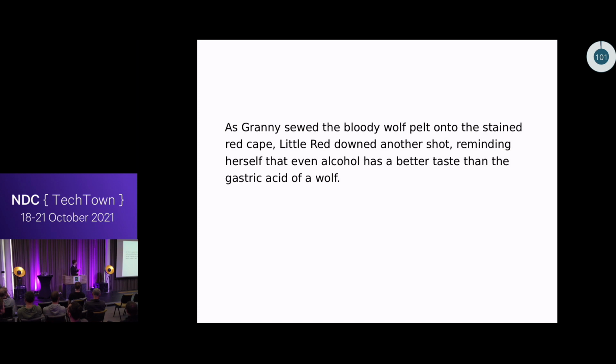So I would like to end on this note, as Granny sewed the bloody wolf pelt onto this stained red cape, Little Red downed another shot, reminding herself that even alcohol has a better taste than the gastric acid of a wolf. It's from the same competition. Thank you.